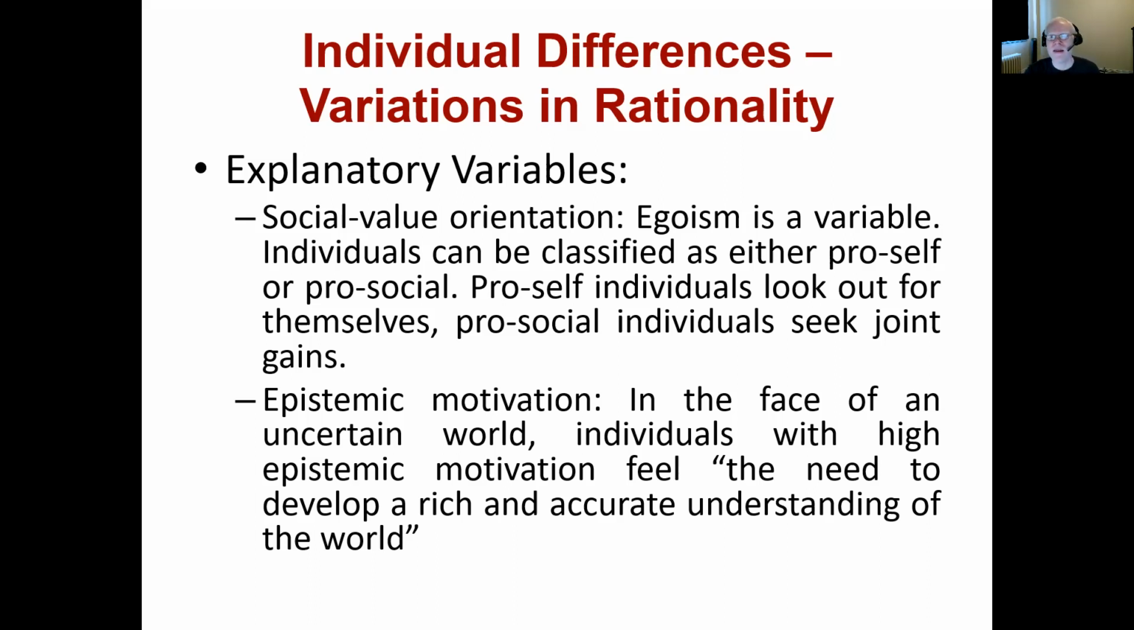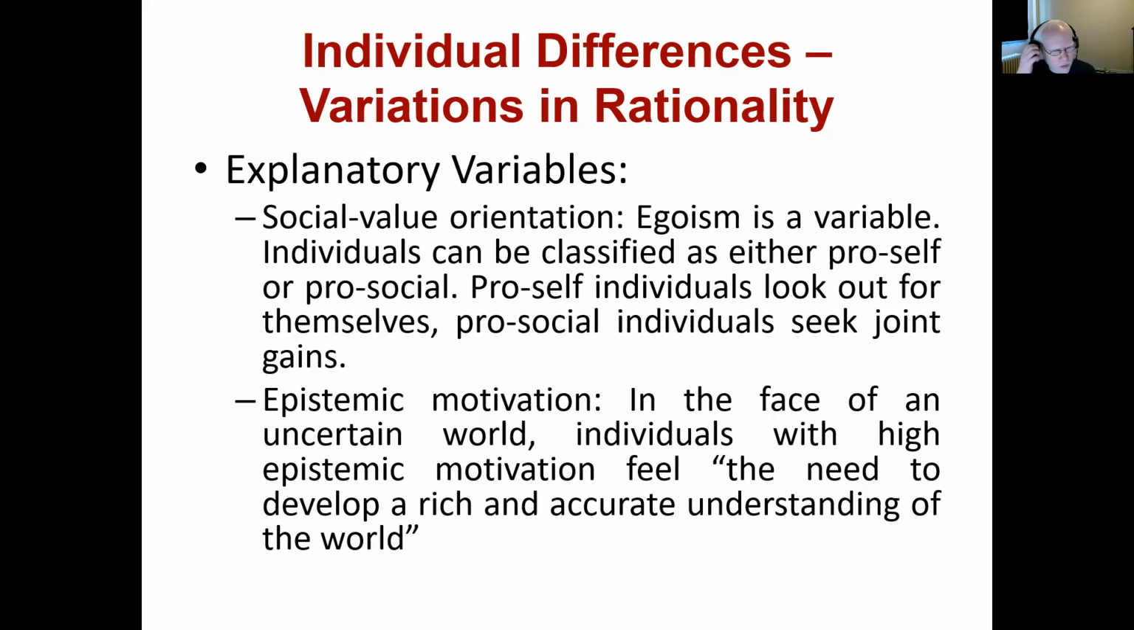So it captures the effort you're going to put in to understand a new situation. And then the second variable we had is social value orientation. Egoism, or pursuing your own individual self-interest, is a variable. Individuals can be classified as either pro-self or pro-social. Pro-self individuals look out for themselves. Pro-social individuals seek joint gains.